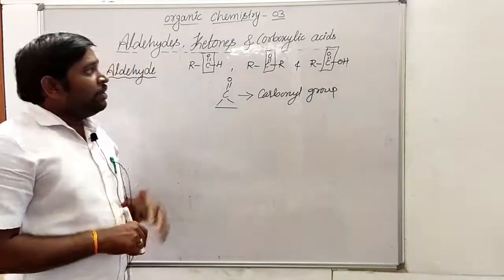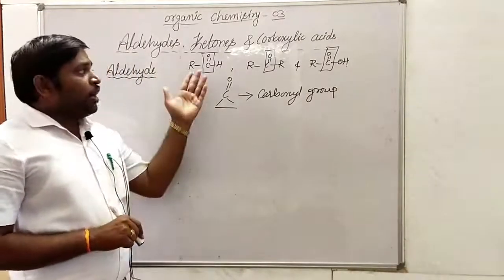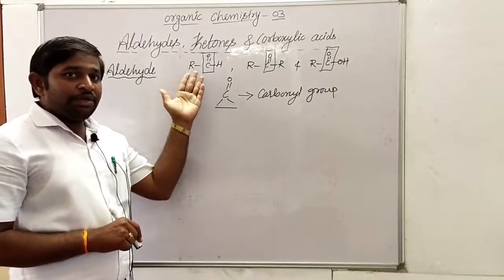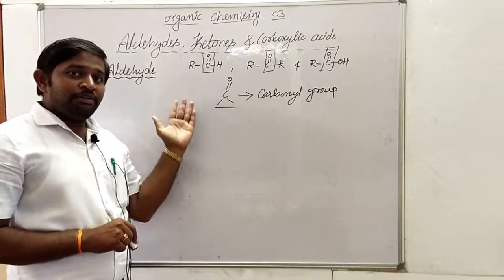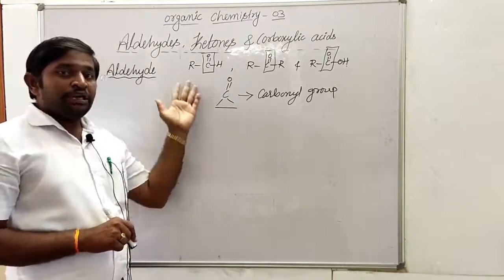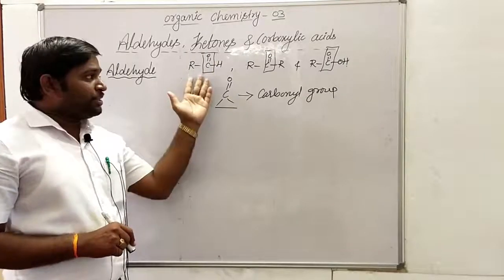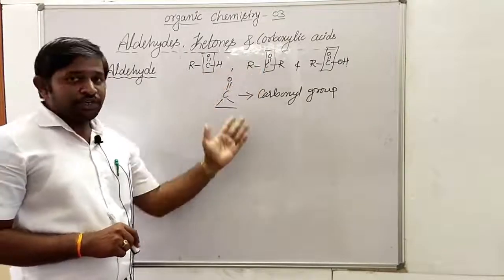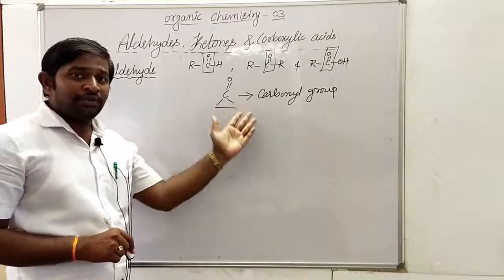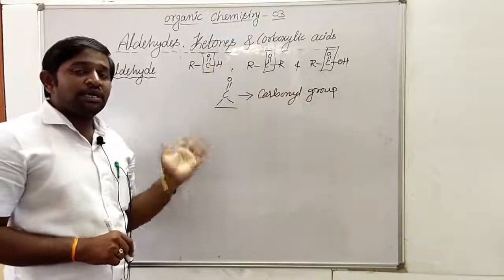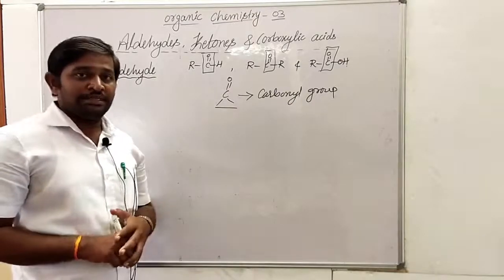So now let us discuss this chapter in detail. What do you mean by aldehyde? What is the functional group of aldehyde? What is the definition of aldehyde? What types of aldehydes can be seen? What are the IUPAC nomenclatures of aldehydes and also ketones? What are the preparations of aldehyde? What are the preparations of ketone? What are the physical and chemical properties of aldehydes, ketones and carboxylic acids? And what are the important commercial uses of these?